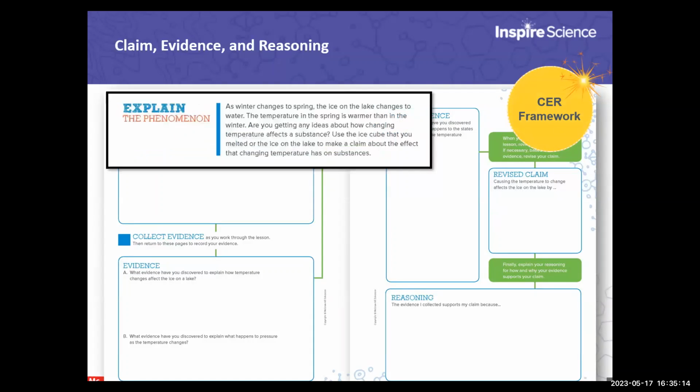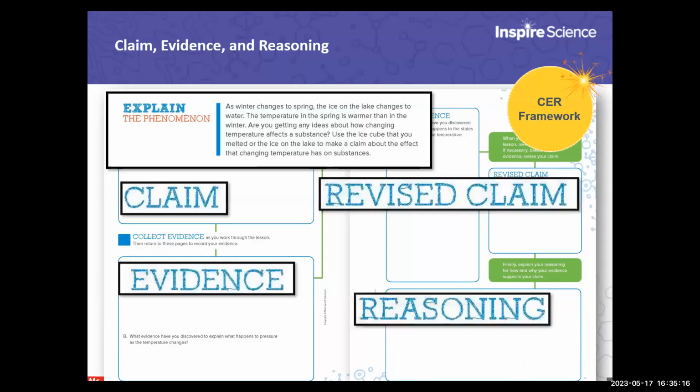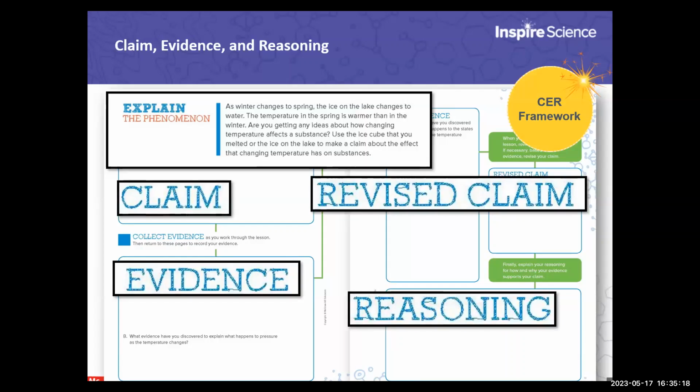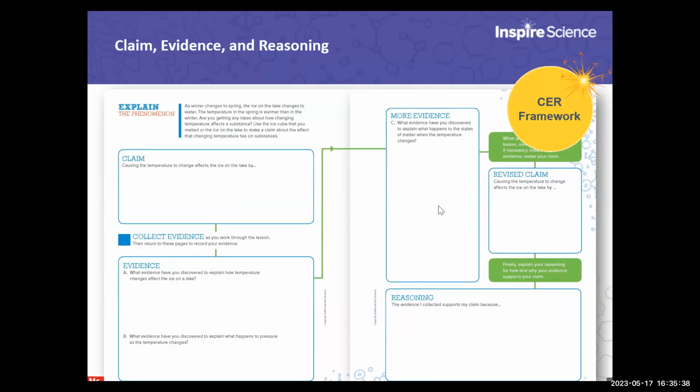And to share another vehicle for them to share their thinking and their ideas is the claim, evidence, and reasoning framework. It really works hand in hand in a phenomena-based classroom. Students make an initial claim. They try to support it with evidence throughout as they learn throughout the lesson. But guess what? At some point, they're probably going to have to revise their thinking. So this two-page spread gives them an opportunity to do just that, revise their thinking.